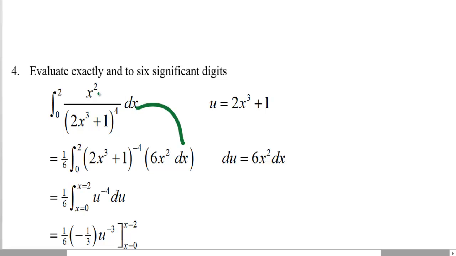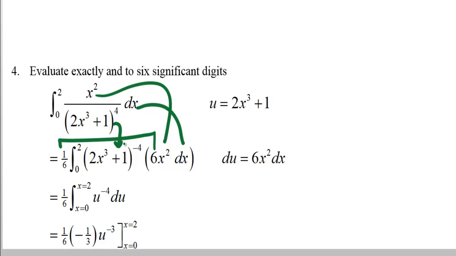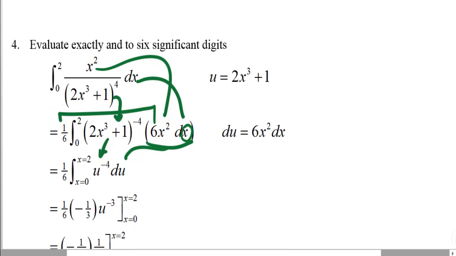So the dx is here, the x squared is here, the 6 is balanced by 1/6 out front, and the rest of this here becomes the 2 times x to the third plus 1 to the negative 4 power. So this part becomes u to the negative 4th. All of this part here together becomes du. And then when I change my integration here, these values are assumed to be whatever this variable is right here at the end. Well, since the variable is now u, it would be incorrect to say 0 to 2 because it would be u values, but I can fix that by specifying that those are actually x values there.